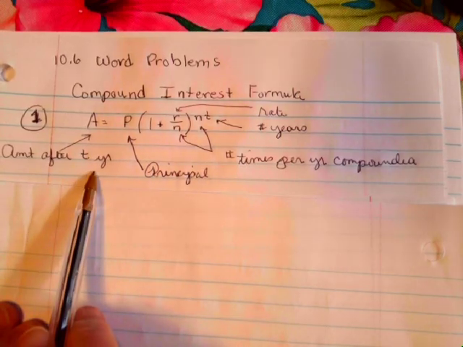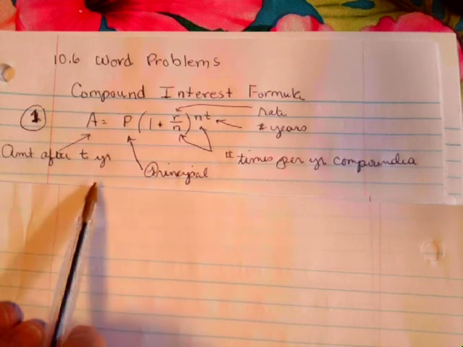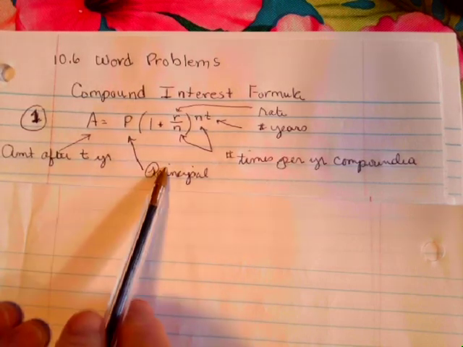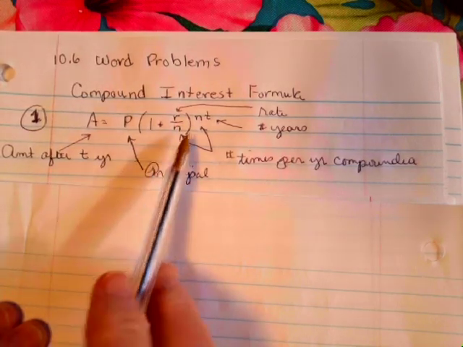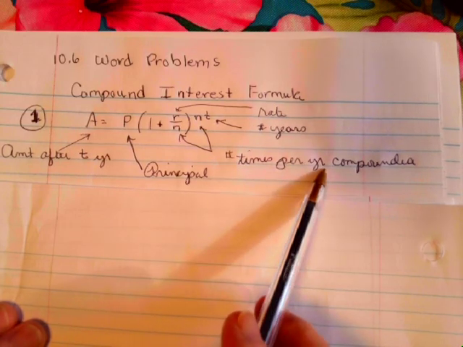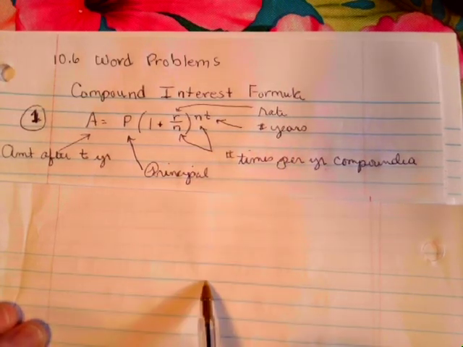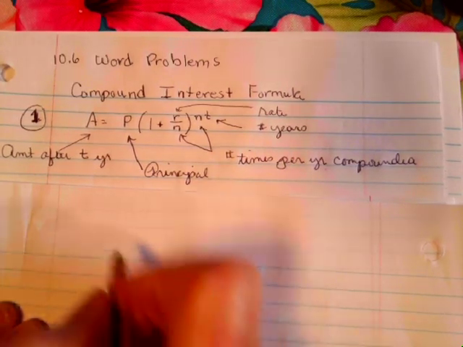A is the amount after T years have passed. P is the principal. R is the rate. N is the number of times per year compounded. T is the number of years.